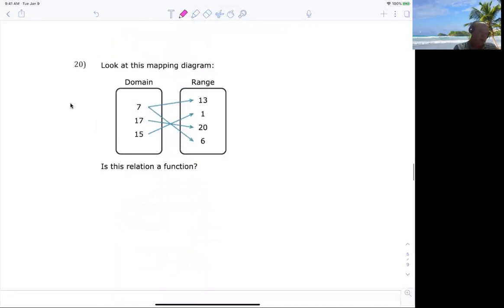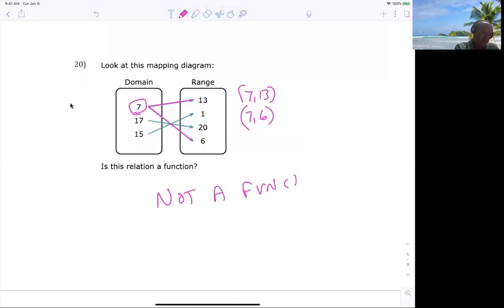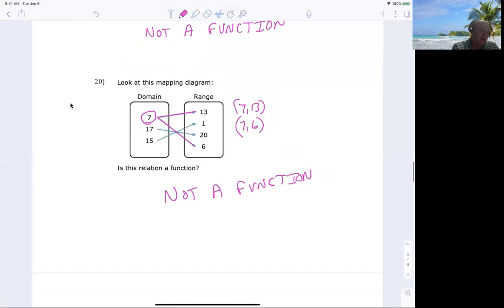Now, number 20, is this relation a function? Easy to tell. 7 goes to 13, and 7 goes to 6. 7 would have two numbers, 7,13 and 7,6. Therefore, the relation is not a function because the x-coordinate is used twice. 7 is used twice. Remember, it only has to be one x value that's used twice. All right, so 20 is not a function.